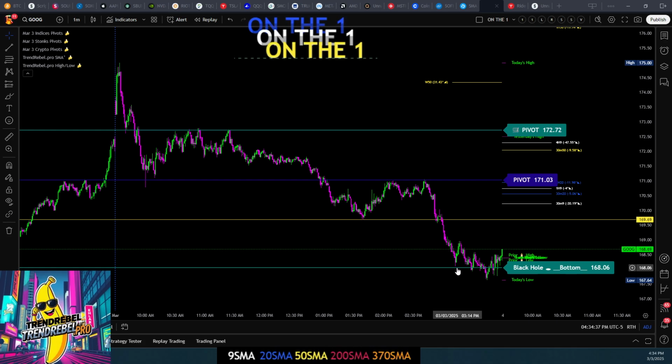After that, we tried to go back up to the halfway point, lost it, came back down, tested the pivot, tried to go up again, tested the pivot, lost it, regained it, and then we closed the day with a little bit of a spike at the end.